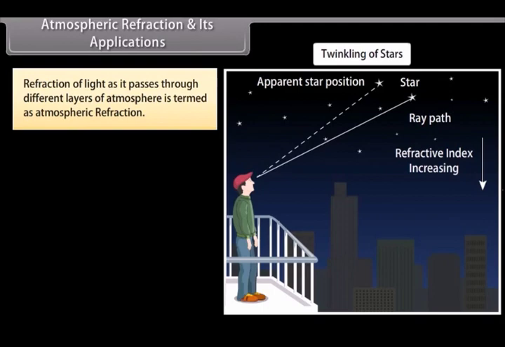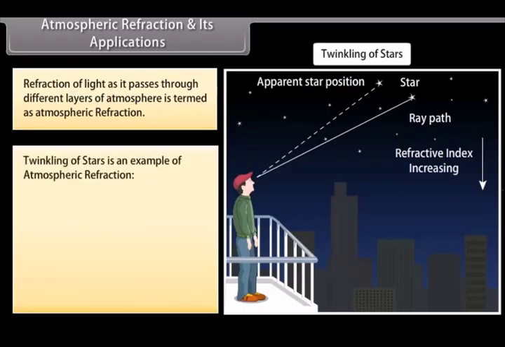Atmospheric refraction and its applications. Our atmosphere is not uniformly dense at any local place. Depending on the local condition, it may have hot and cool air near the ground. Hot air is lighter than cooler air and hence has a lesser refractive index than cooler air. Due to this, starlight or sunlight entering the atmosphere undergoes refraction. This is known as atmospheric refraction.